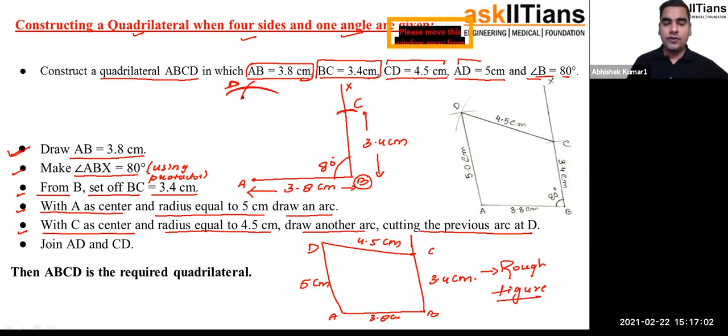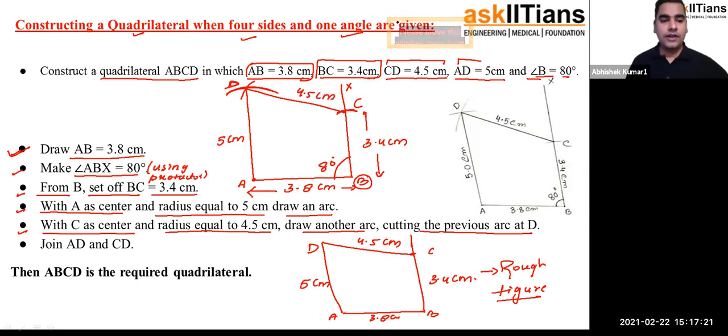Now all you have to do is join this D to C, and join this D to A. Understood? Then this AD that you have got will be equal to 5 centimeter, and this CD will be equal to 4.5 centimeter, and this ABCD is your required quadrilateral in that situation. Okay, ABCD is going to be a required quadrilateral.